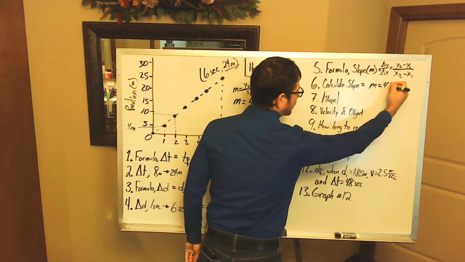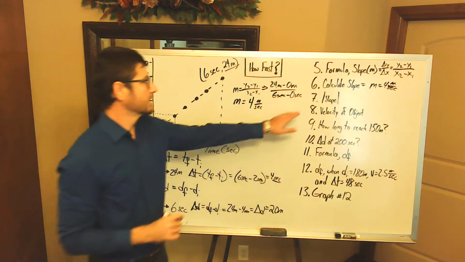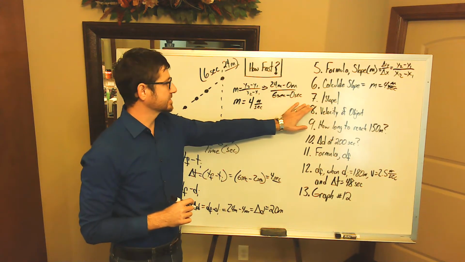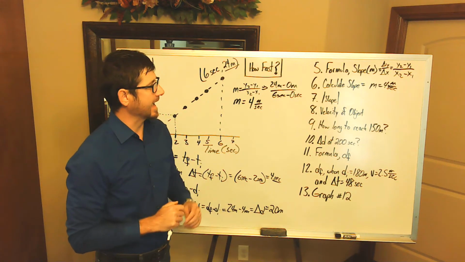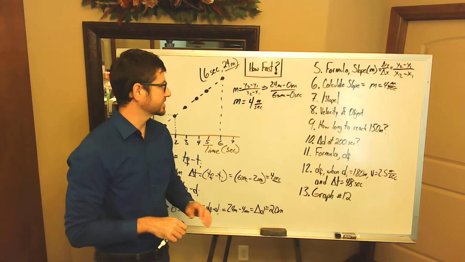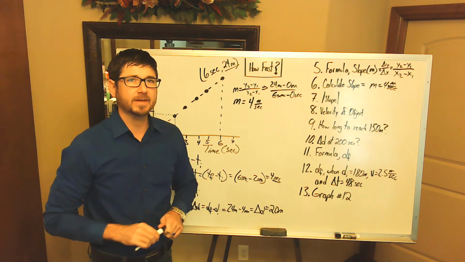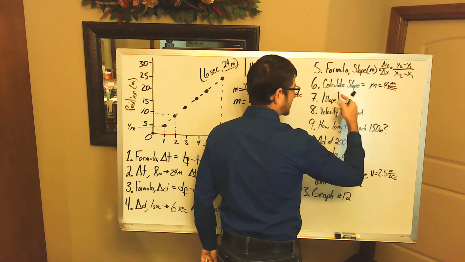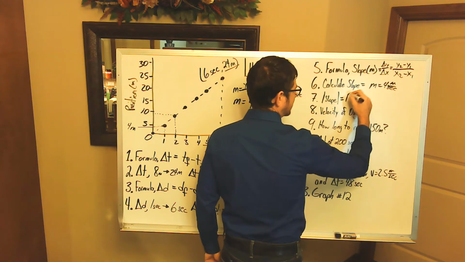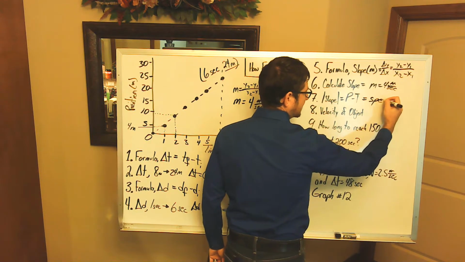M is equal to 4 meters per second. All right, let's take a look at the slope. Now, number 7, it wants to know what is the absolute value of the slope on the position time graph. Well, the absolute value is speed. So, the absolute value of the slope on a position time graph is equal to speed.